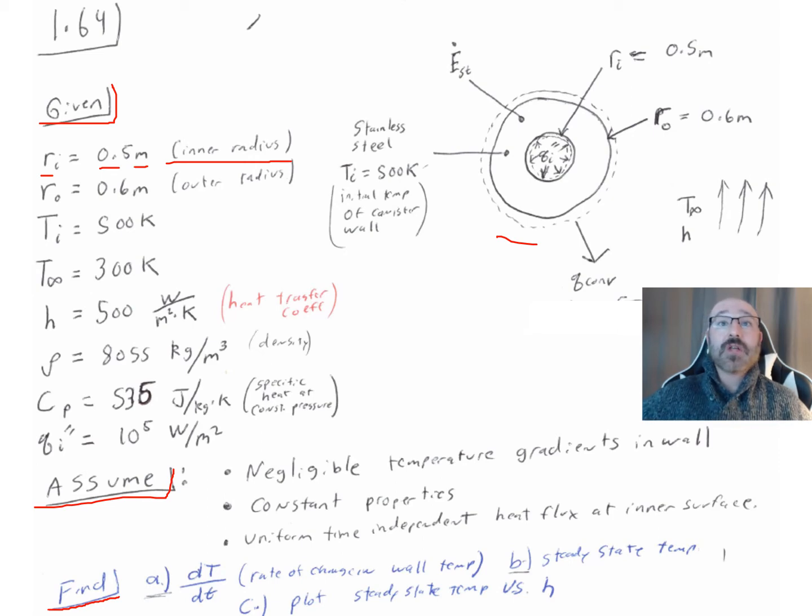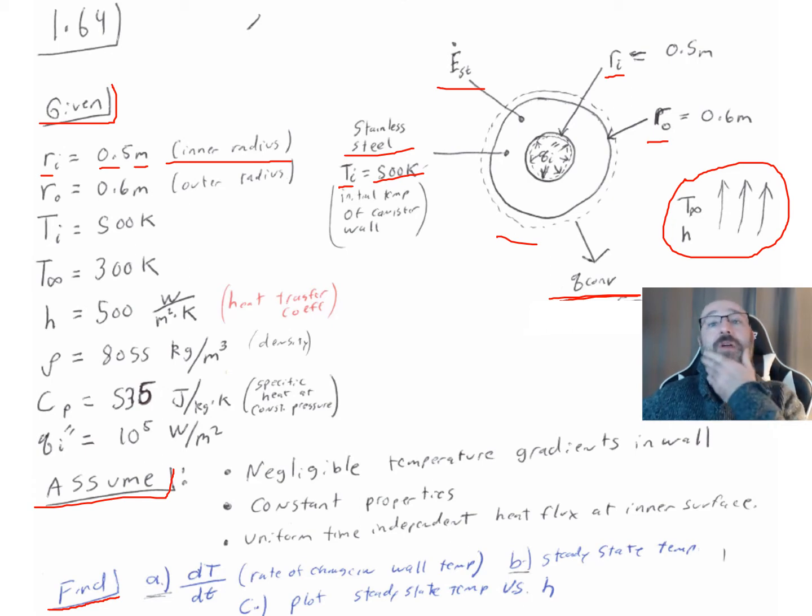We draw out our diagram over here on the right. We can see, okay, we have our stored energy in there. We have our inner radius. We have our outer radius given to us. We have the temperature of the surroundings. We have over here, this is going to be stainless steel, and this is going to be a T sub i given to us as 500 K, and this is the initial temperature of the wall, the canister wall. And we can see we have some convection going on here as well.